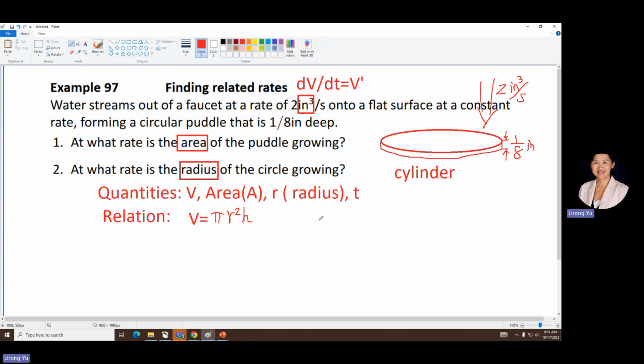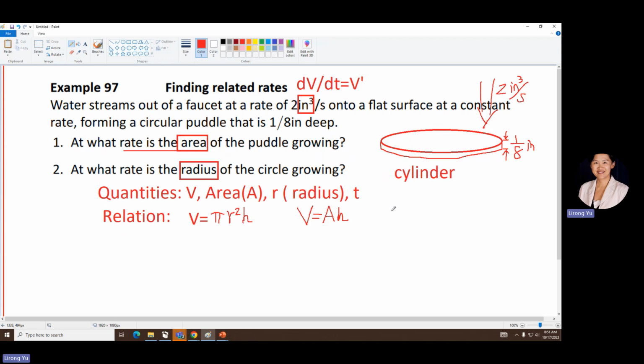All right, and then you can also think of this as V is equal to the area of the circle times the height. Any questions so far?